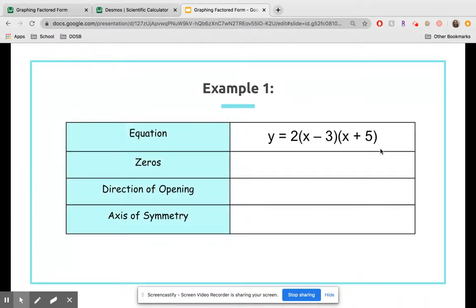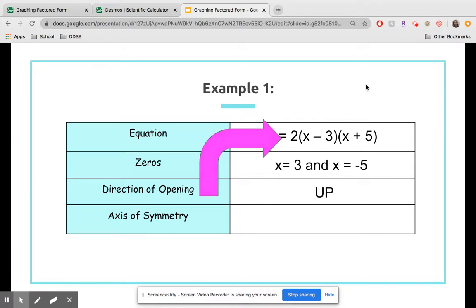We've got y equals 2, then we've got x minus 3, and x plus 5. So when we're looking at the zeros, we want the opposite sign, so it's negative 3. We want the opposite sign of that, which is going to be positive 3. And then when we're looking at the positive 5, we want the opposite sign of that. So my zeros are going to be x equals 3 and x equals negative 5. The direction of opening, since there's no negative in front of the 2, is up.